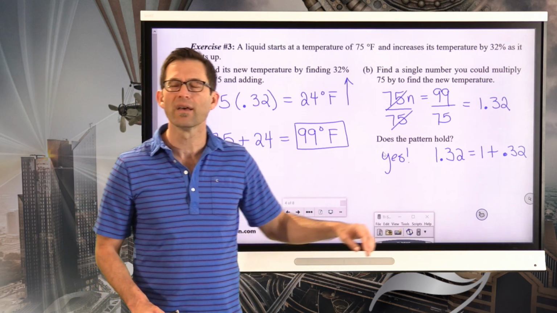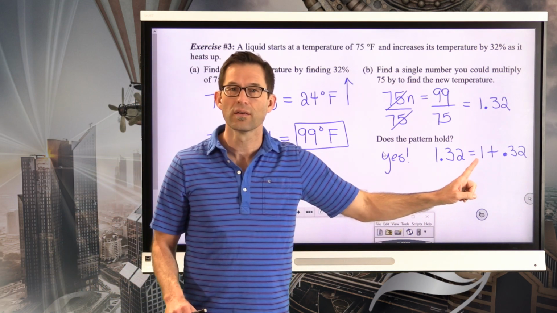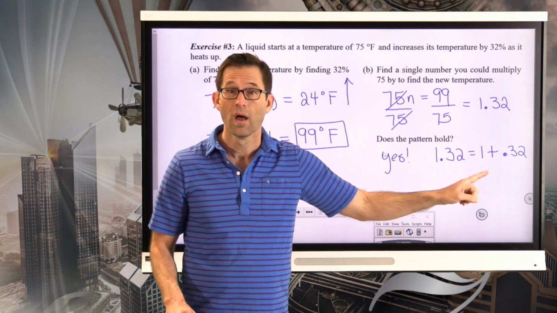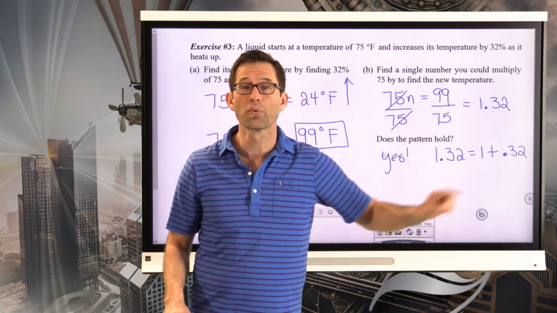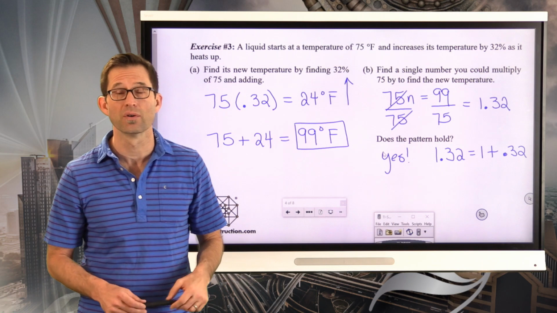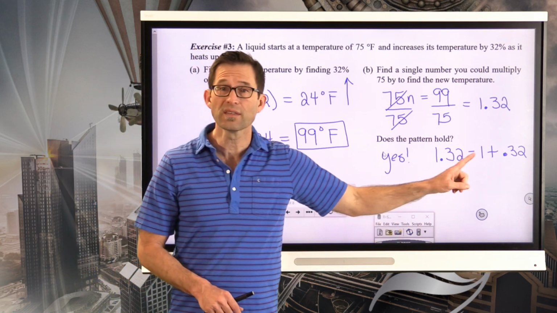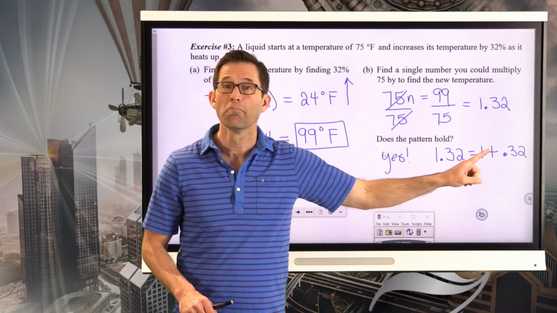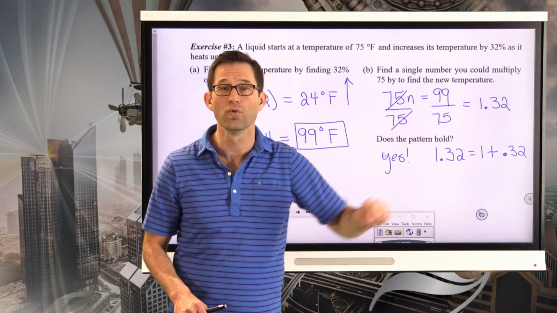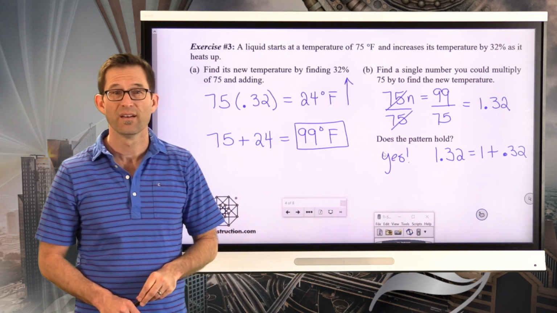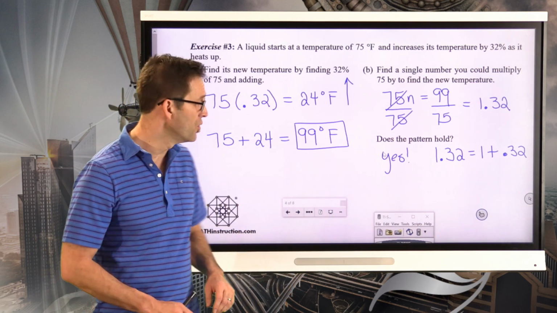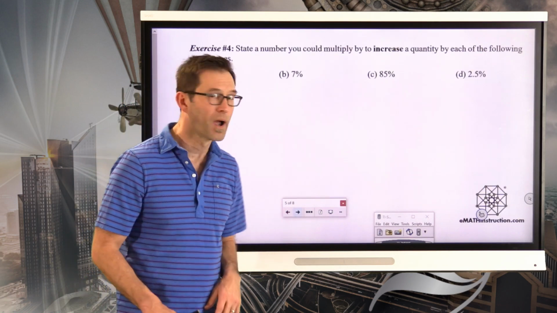You can really think about it as I've got 100% of the original temperature plus 32% of the original temperature as well, right? I always get to keep what I started with plus another 32%. All right? Let's see how we can now do this in general. All right, here we go.